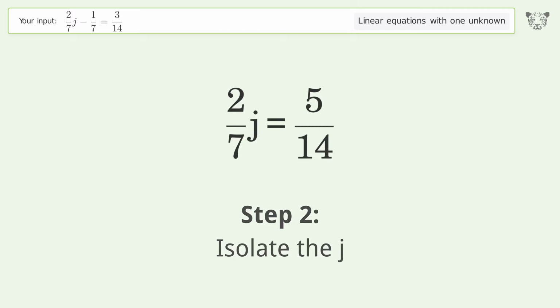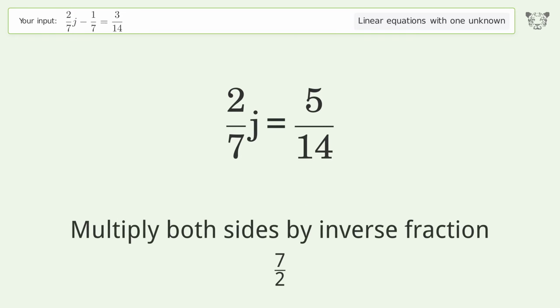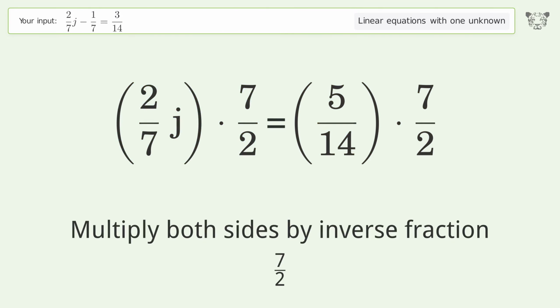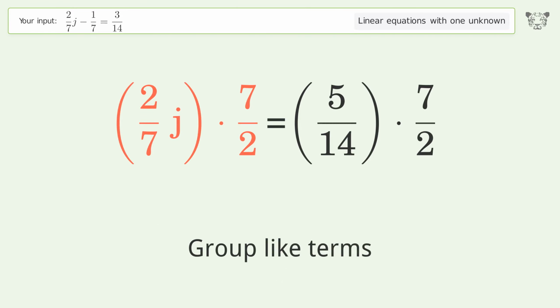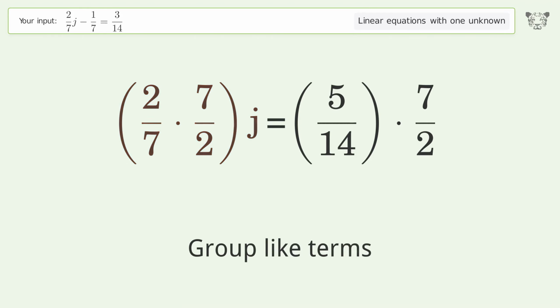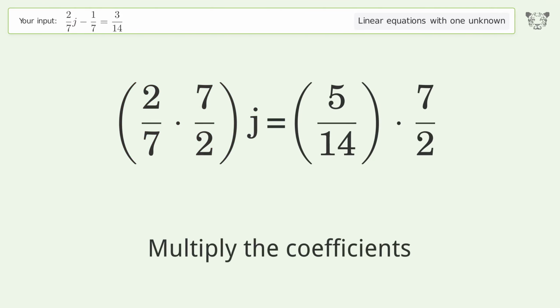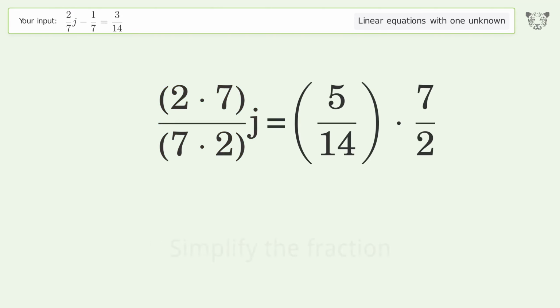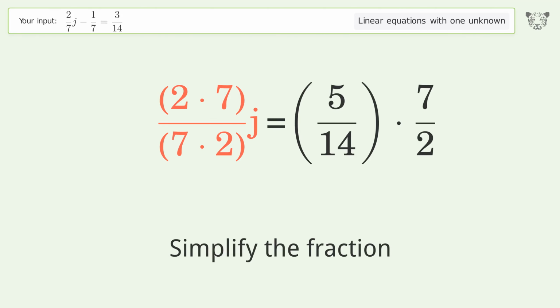Isolate the j. Multiply both sides by inverse fraction 7/2. Group like terms. Multiply the coefficients. Simplify the fraction.